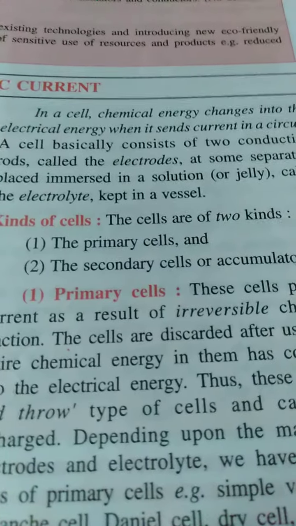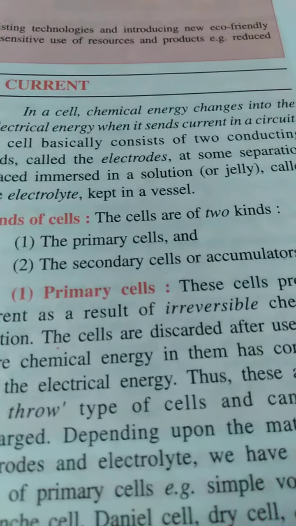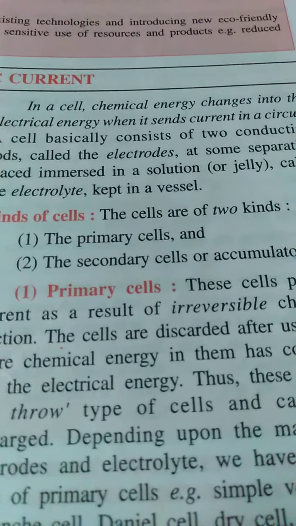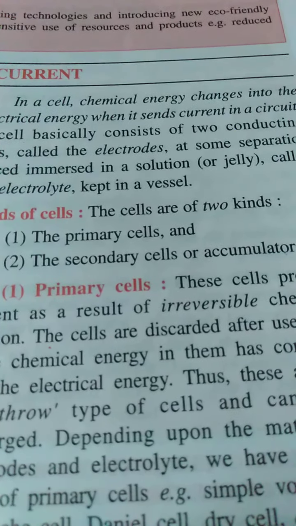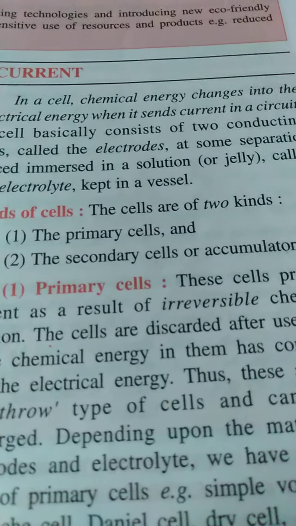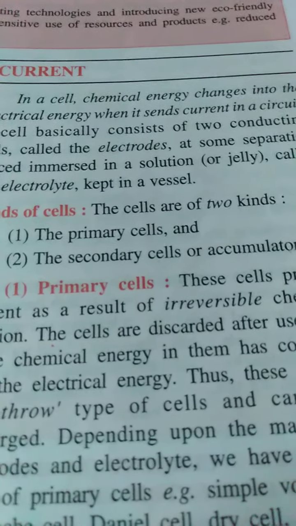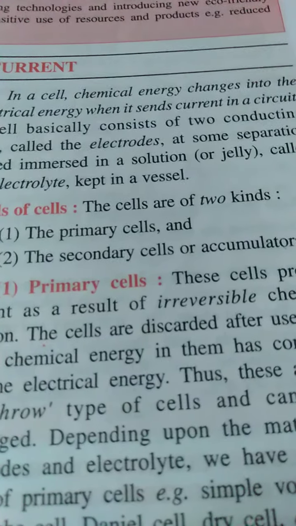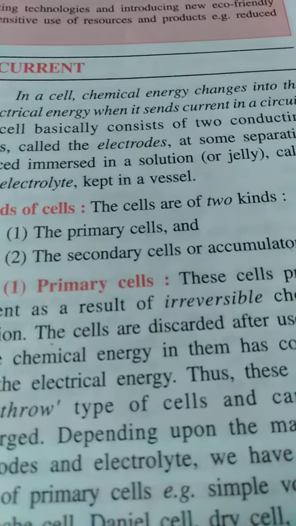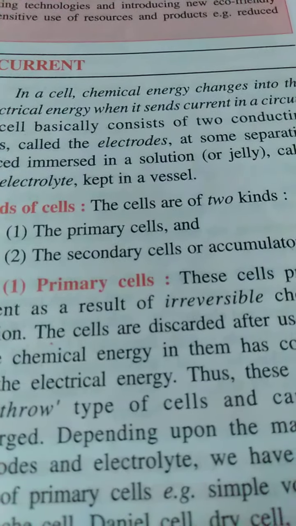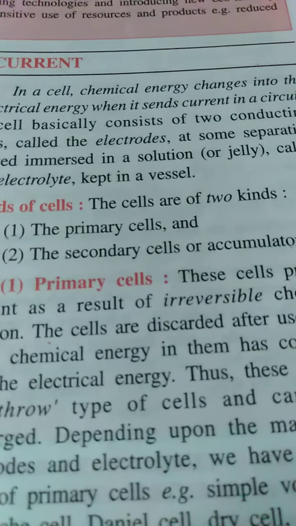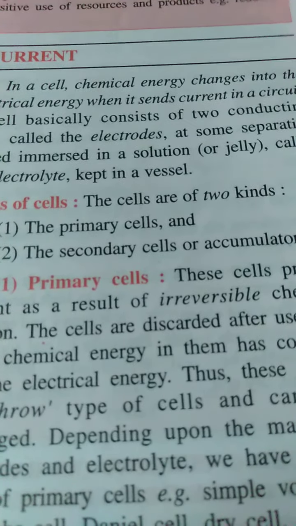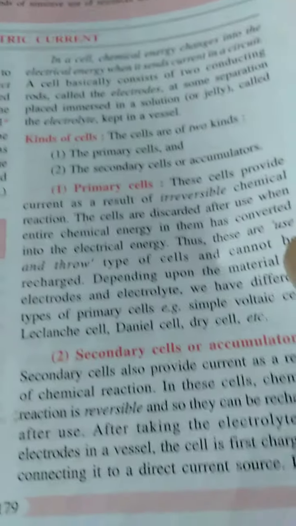Primary cells are the use-and-throw type of cell, which cannot be recharged. After use, for whatever period it may be, we have to throw it and a new cell has to be replaced. In this cell, the chemical reaction that takes place is an irreversible reaction, meaning it cannot be reversed or recharged. That is why these are called use-and-throw type cells.